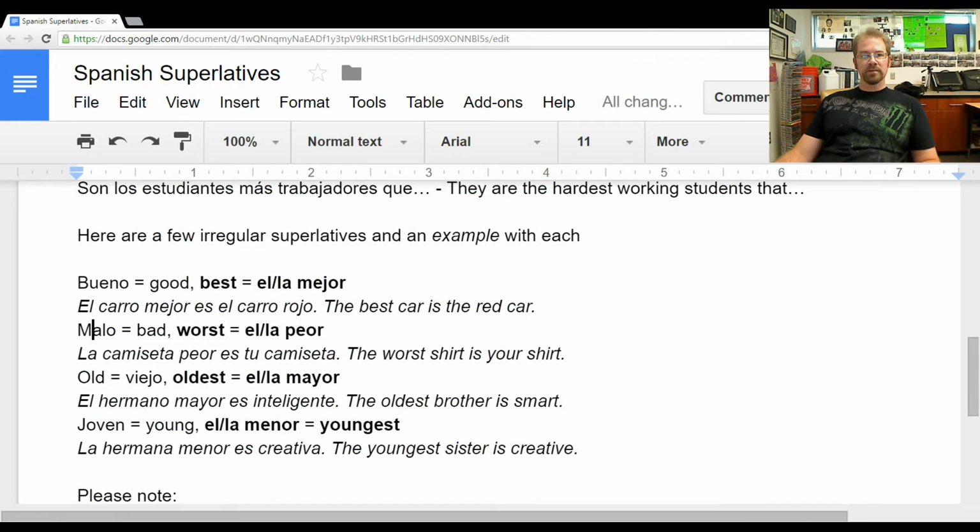Malo means bad. If I want to say worst, I can't say más malo. I would actually change the word, and the word is right here. So it's peor. Here's an example. La camiseta peor es tu camiseta. The worst shirt is your shirt. Old is viejo. If I want to just say oldest, like he's my oldest brother, I'll use the word mayor. So el hermano mayor es inteligente. The oldest brother is smart. And joven means young, but if I want to say youngest, I'm just going to use the word menor. La hermana menor es creativa. The youngest sister is creative.